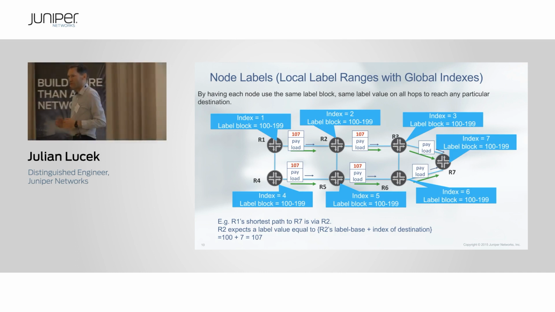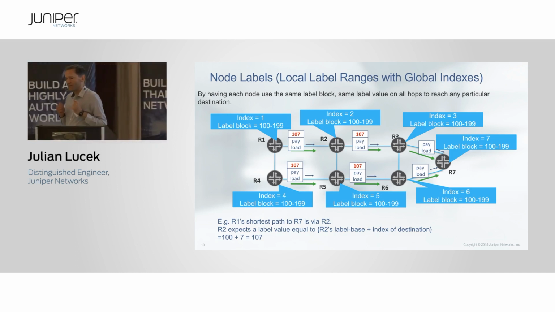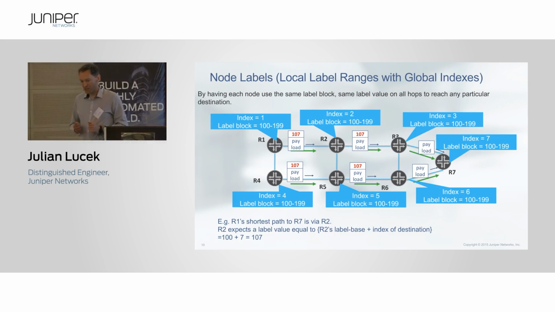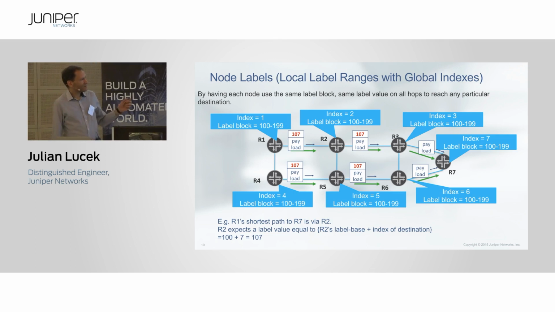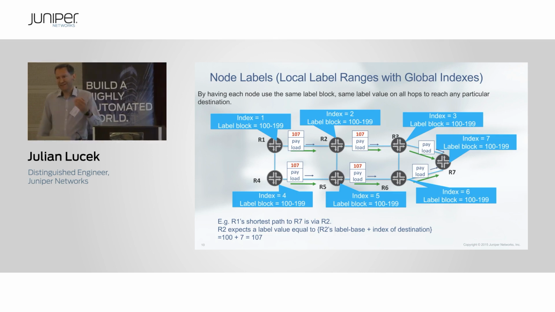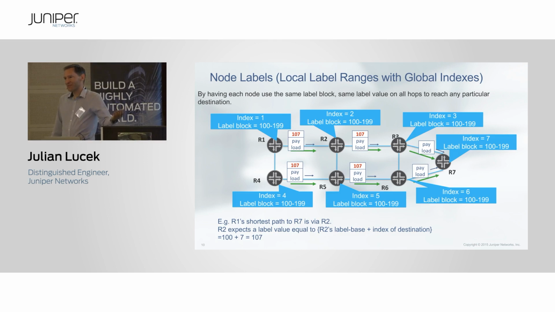This gives you a very nice property that in this example where we're forwarding towards router R7, wherever you are in the network, it's always labeled 107 because each router has a label block starting at 100, the index of the destination is 7, so whichever your nearest neighbor router you're sending to, it's always expecting label 107. And so technically it's still a label swap, so from R2's point of view, the forwarding table would say label in equals 107, swap it for label 107 and push it out towards R3.